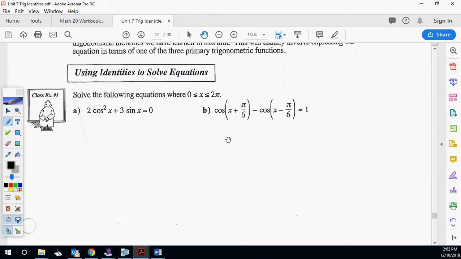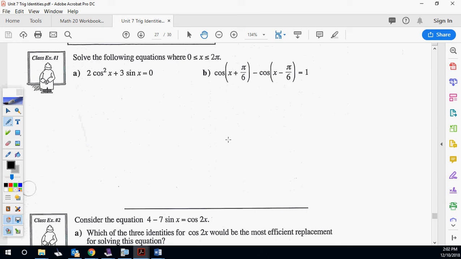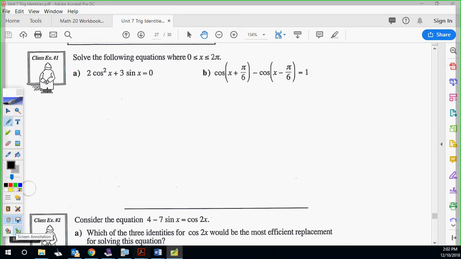So let's look at that. These are more complex problems. This is lesson 8, so it is the harder ones, you could say. So let's just pause for a second. And 2 cosine squared x plus 3 sine x. What makes that difficult when you first look at it? What makes it hard to solve?